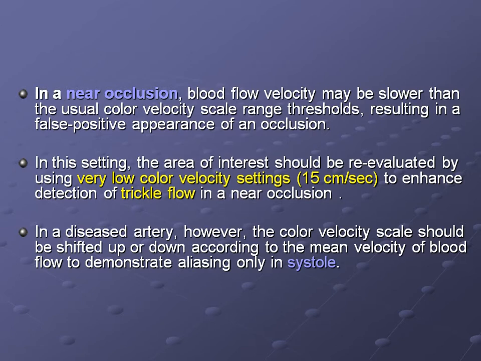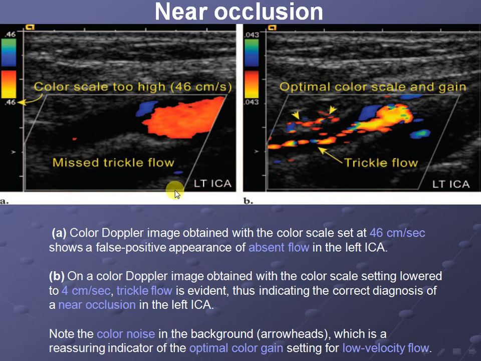In case of near occlusion, the blood flow velocity may be slower than the usual color velocity. When the stenosis is very severe, the blood flow will start to slow down, not increase. Okay? So, you should make the scale less in a very severe stenosis. Decrease the scale to get the arterial flow. For example, here, when the velocity is 46 centimeters per second, you can see there is a plaque here occluding the lumen, and there is like complete occlusion, no signs of flow.